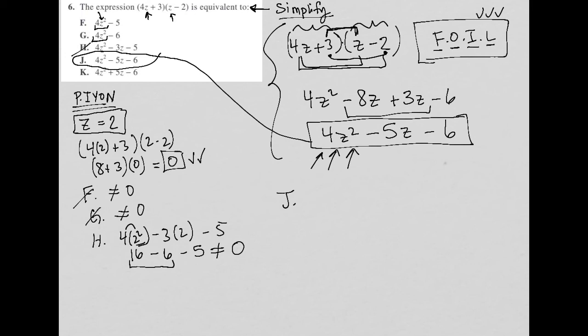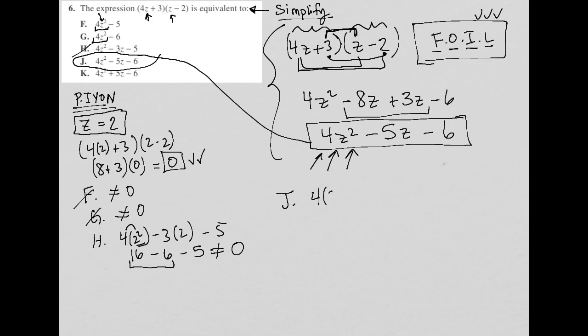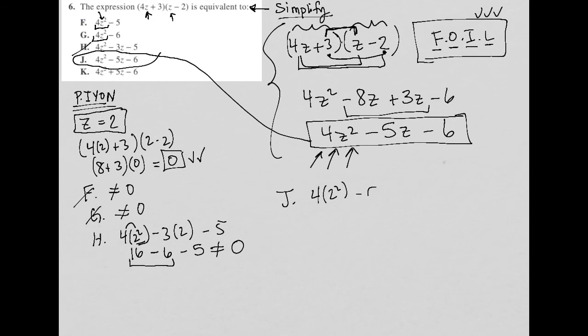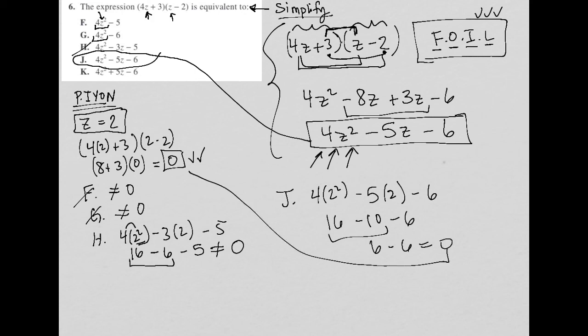So let's test out our strategy with choice J. When I plug in 2, it would be 4 times 2 squared minus 5 times 2 minus 6. Again, 4 times 2 squared is 16. 5 times 2 is 10, minus 6. So 16 minus 10 is 6. So 6 minus 6 does equal 0, and therefore that does match with the 0 that I got initially, and that confirms, using another strategy, again called plug in your own number, that choice J is the correct answer.